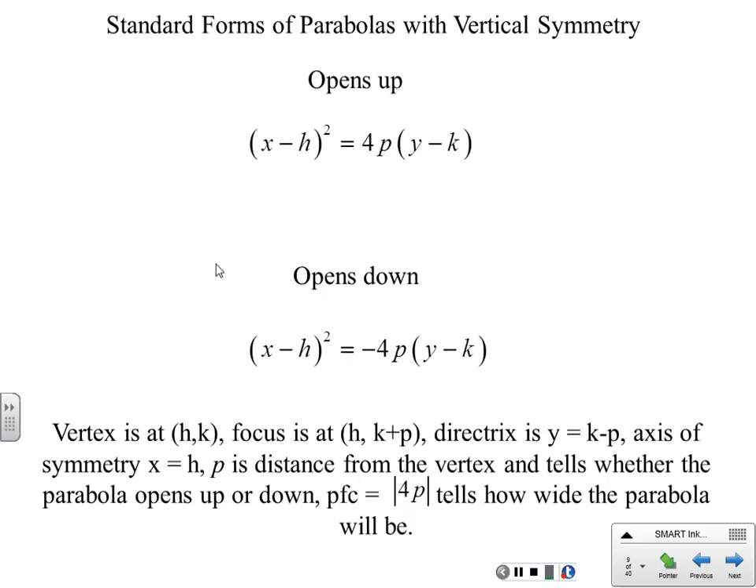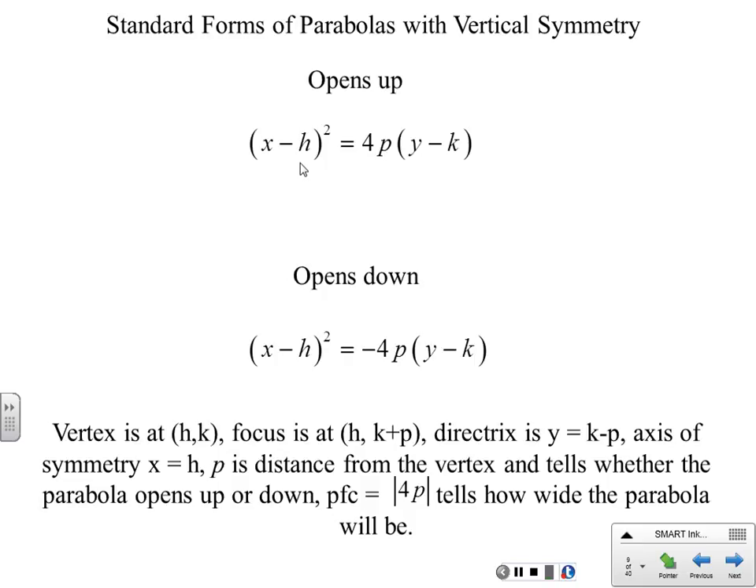So, standard forms of a parabola have vertical symmetry. Basically, what I need you to know is this. If it opens up or down, your x is going to be squared. Remember what I told you. In a parabola, you're only going to have one that's squared, and you need to know which one. If it's going up and down, it's going to be the x's. The x is going to be squared.